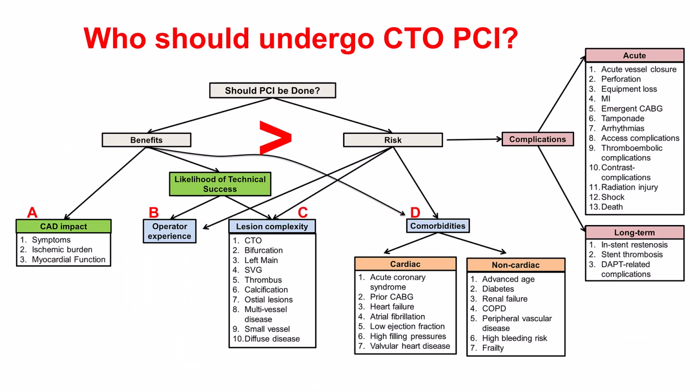As we discussed before, the key is the benefits and the risks. CTO PCI should be done when the benefits are more than the potential risks, and this should be decided by a heart team as well as with a careful and close discussion with the patient and full explanation of what can be expected.